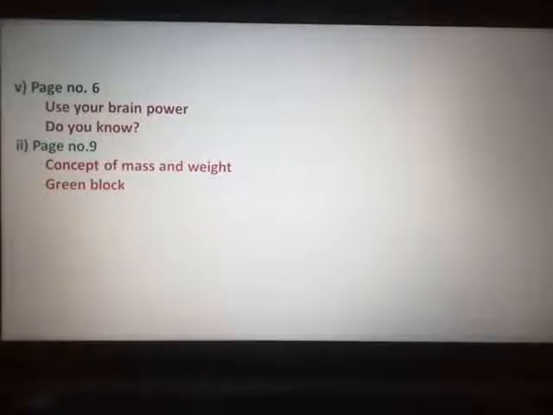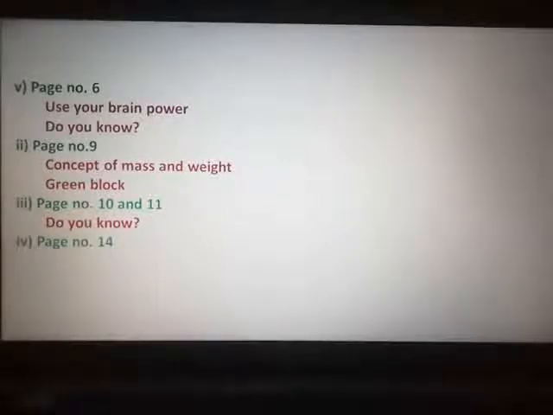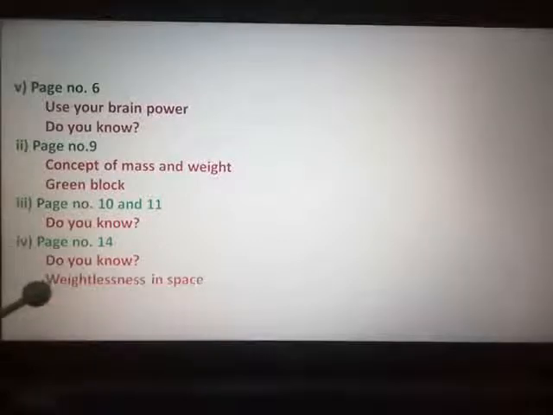Page number 10 and 11, on both these pages, you have pink colored blocks, do you know? Both the blocks you have to remove. Page number 12 and 13, you have no reduction. Page number 14, you have a pink colored block. Do you know? The topic is weightlessness in space, that you have to remove. That block you have to remove.